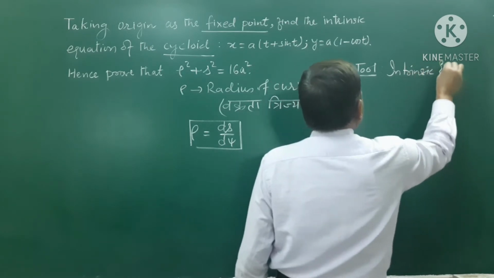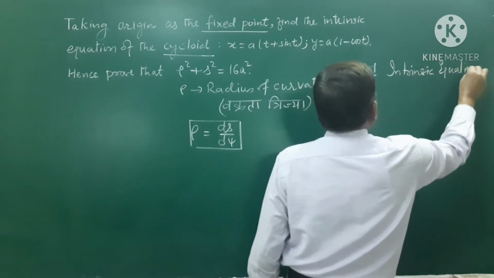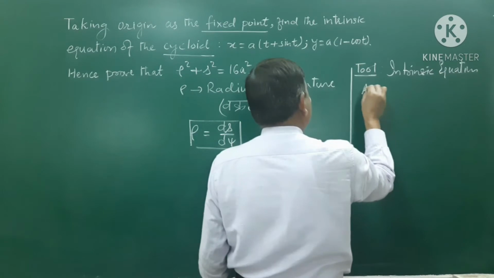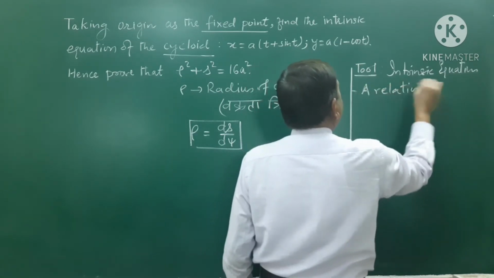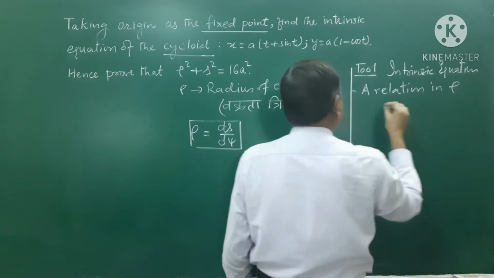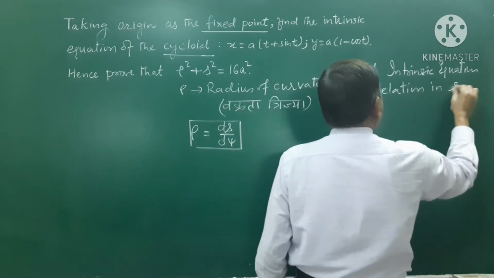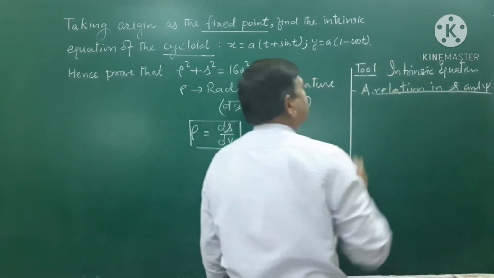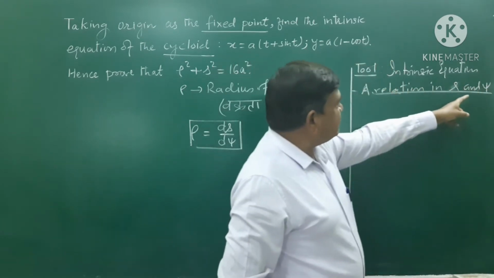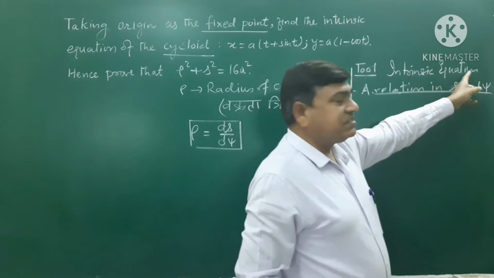And this is given by ds by d psi. Remember this. An intrinsic equation is a relation in rho, in s and psi. A relation in s and psi is known as an intrinsic equation.